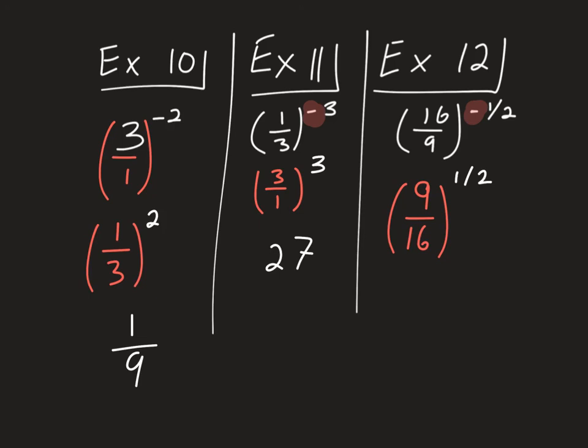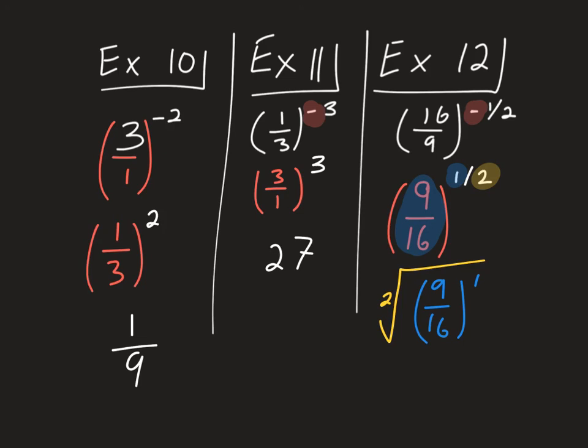So now we need to remember the rule for the fractional exponent. Okay, well that means I need to go ahead and take my base and raise it to the numerator of the exponent. So that's going to be 9 over 16 raised to the first. And then that denominator of the exponent is going to travel to the outside and become my index. So really I'm going to be taking the second root of 9 over 16 raised to the first.